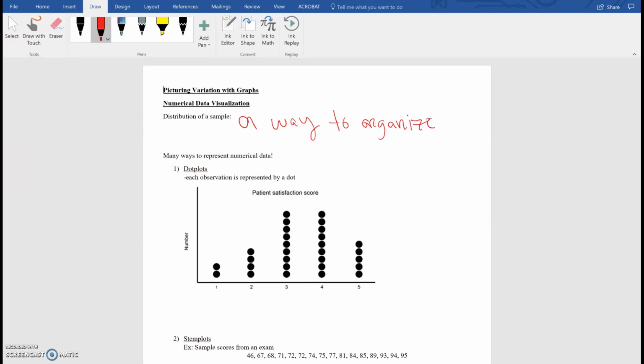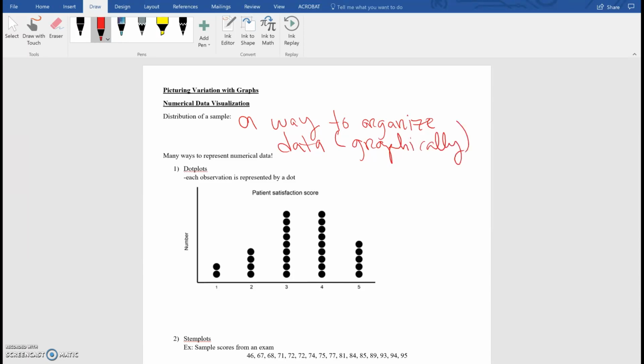Okay, a way to organize data. This worksheet, or this sample PDF, is available on Blackboard. So if you want to go ahead and write on this, you can, or if you want to take your own notes, you can also. So distribution of a sample is just a way to organize our data, and the way that we're going to do it, we're going to look at it graphically. Okay. That's the first thing.